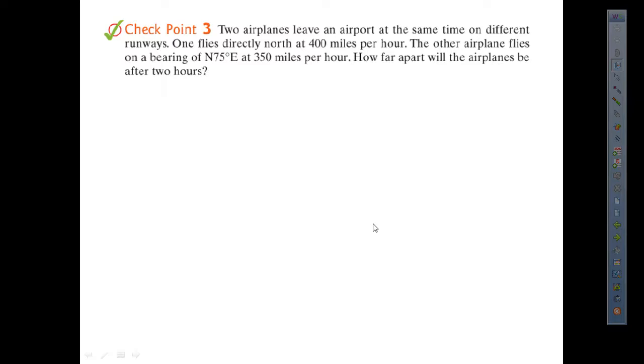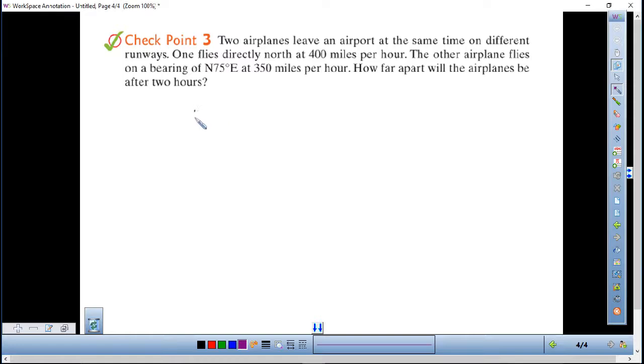All right, you guys try this one. See what you can come up with. Two airplanes leave an airport at the same time on different runways. One flies directly north. You guys got the easy one. At 400 miles per hour. The other plane flies on a bearing of north 75 degrees east at 350 miles per hour. How far apart will the airplanes be after 2 hours?